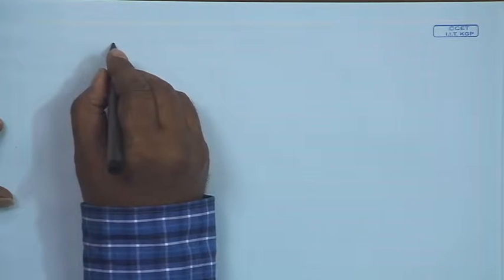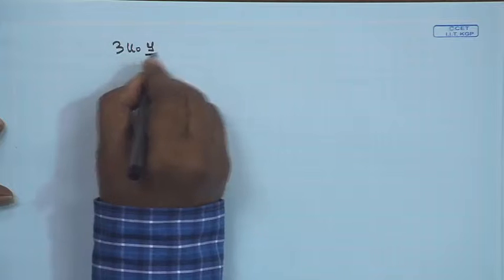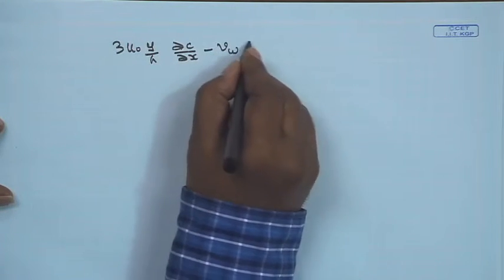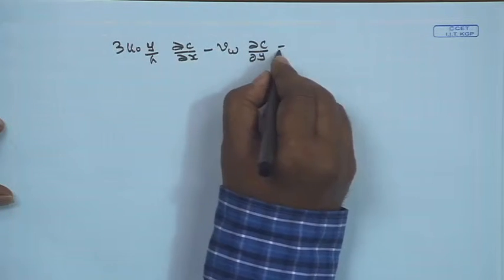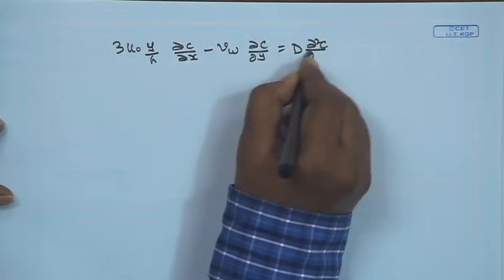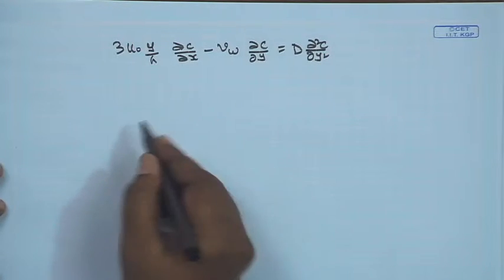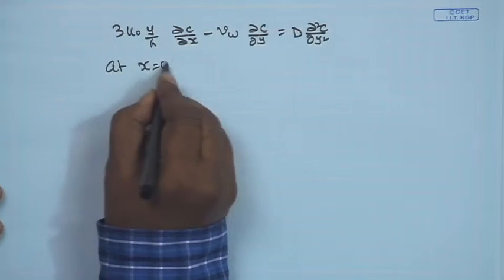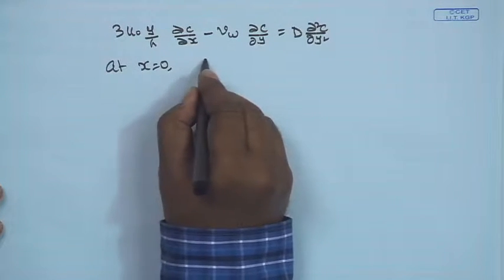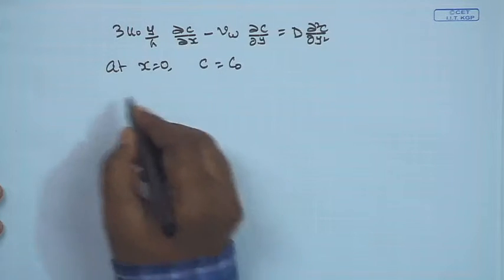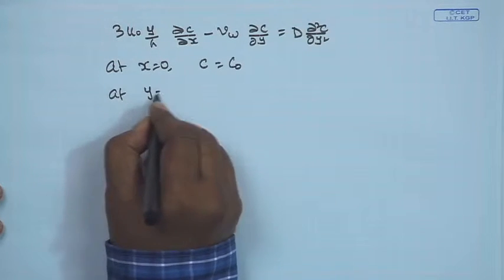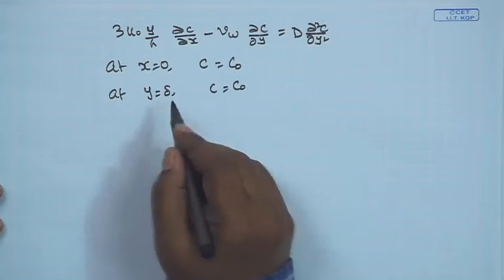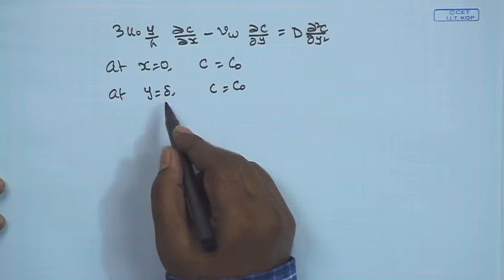If you remember, the governing equation was 3 u0 y by h del c del x minus vw del c del y is equal to d del square c del y square. Now, we will be writing down the respective boundary conditions. At x is equal to 0, there is a so called initial condition to this problem, c is equal to bulk concentration. At y is equal to delta, c is equal to c naught, again the bulk concentration, where delta is the edge of the mass transfer boundary layer.